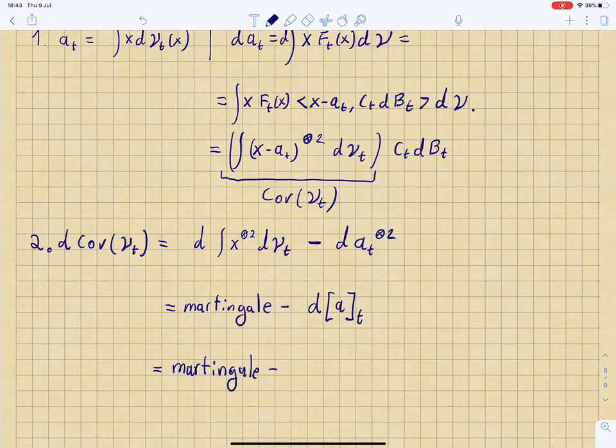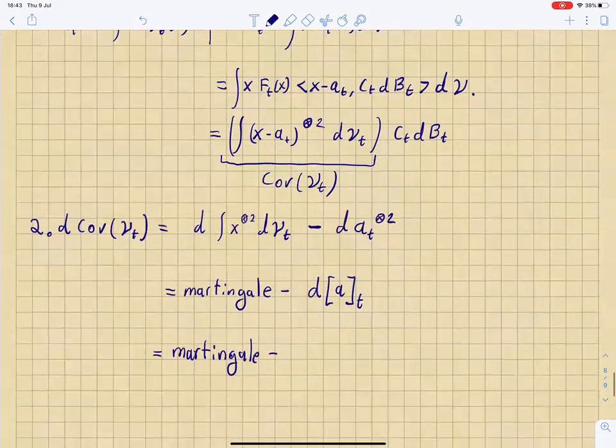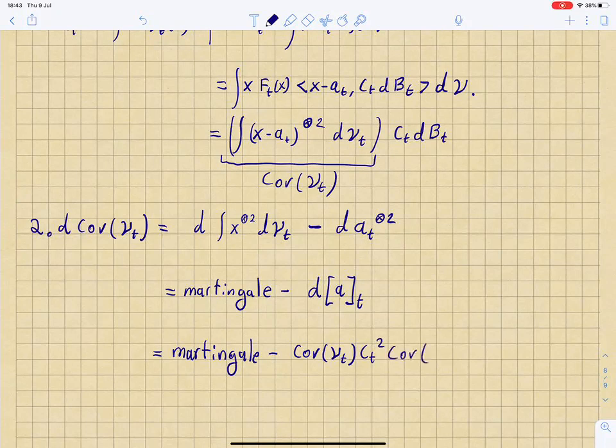Okay. So what you get here is basically the covariance of nu t times c t squared times, again, the covariance of nu t dt. Okay. So this is just a calculation. It's pretty easy to do, but it's already saying something.